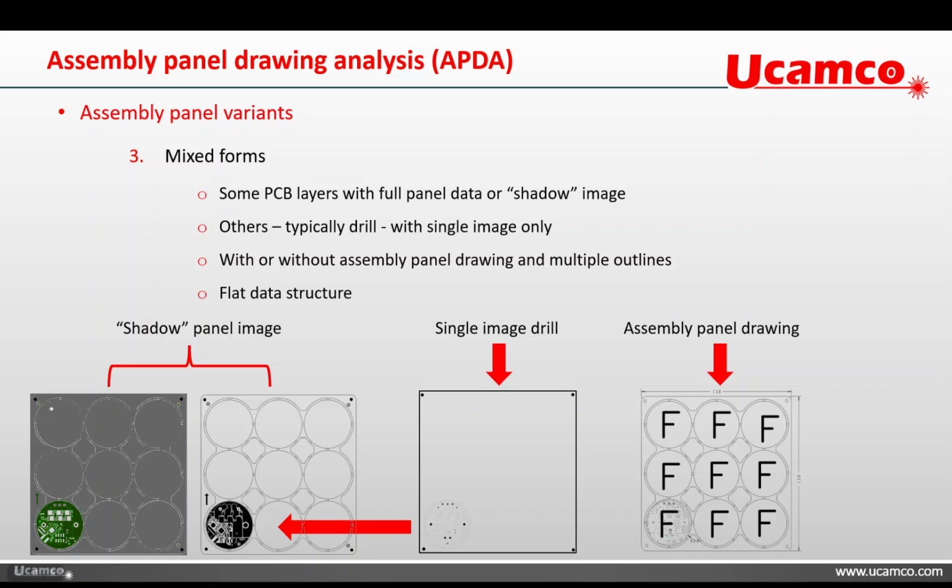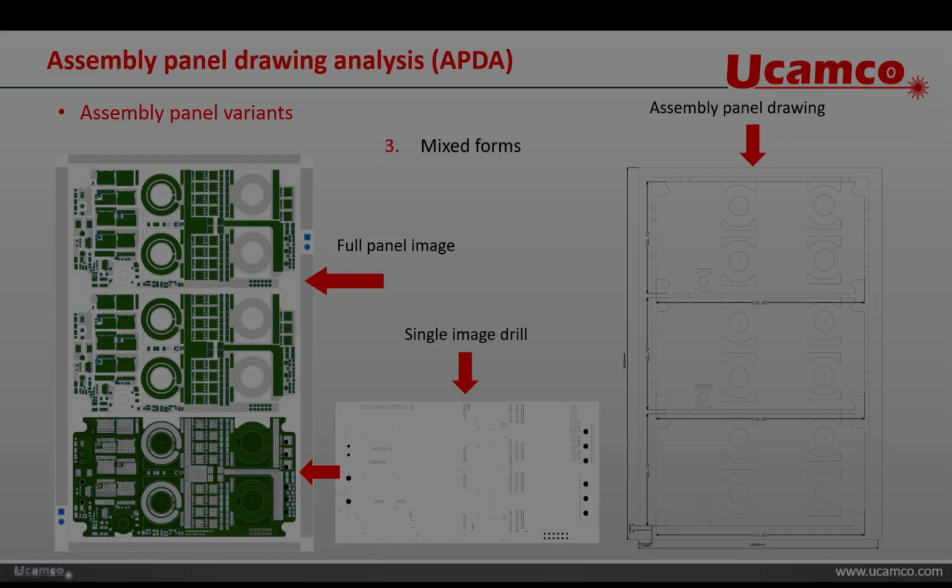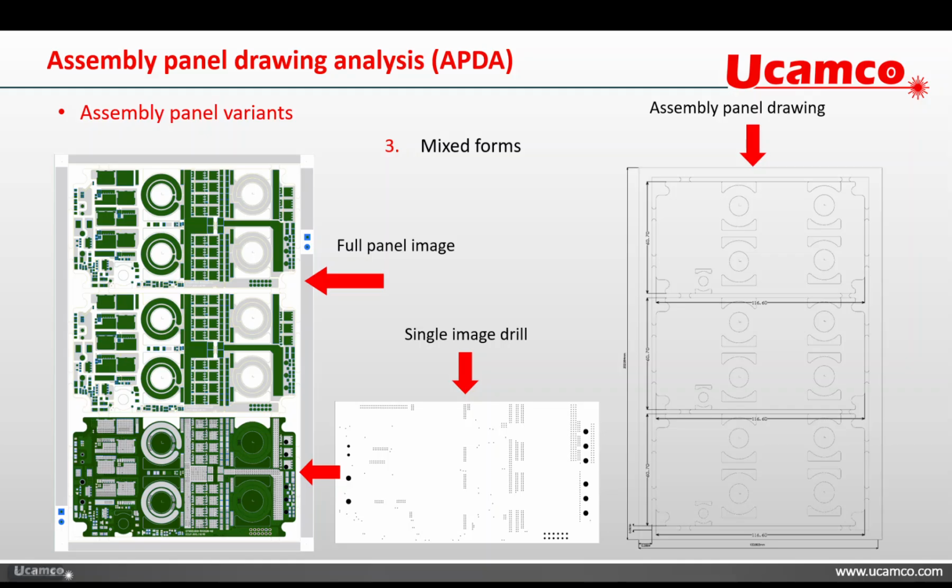But again, the single image, for instance, in this case, will only apply to where there is copper, logically. And then at the far right, there is also again an assembly panel drawing or a fab drawing, which is showing the 9-up biscuit with the panel dimensions on the outside. There's another example of the same principle here.